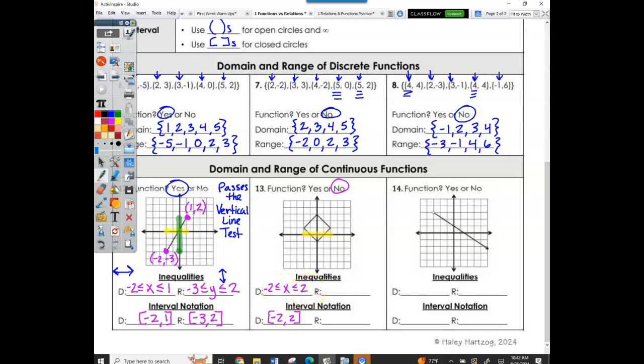Wait, why are you including the endpoints? Because it's touching it. You don't see a picture of an open circle here. So it's definitely touching it. If you look at the next question, you should notice there's an open circle. So that's the difference.